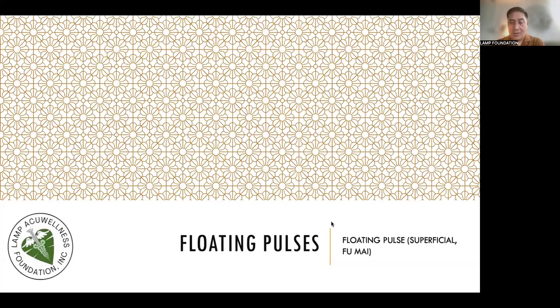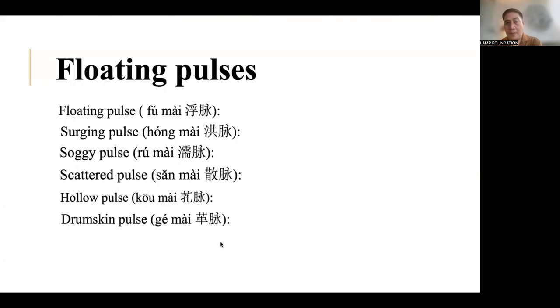It is also called superficial pulse or fumai. There are actually 6 types of floating pulses. The first one is floating pulse. The next one is surging. Third is soggy, scattered, hollow, and drum skin. So these are all floating pulses. We start with the first of the 6.